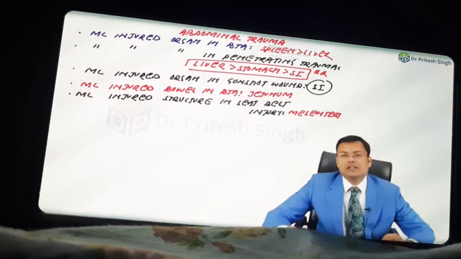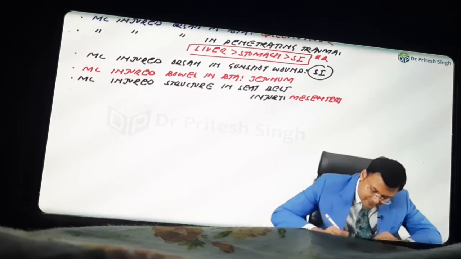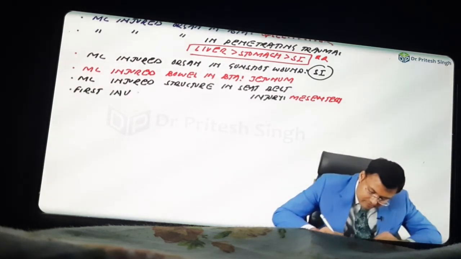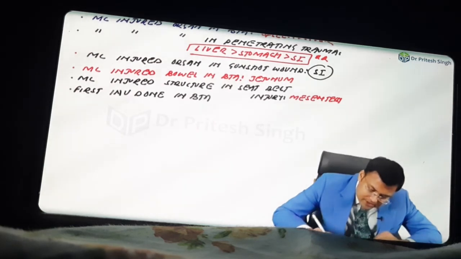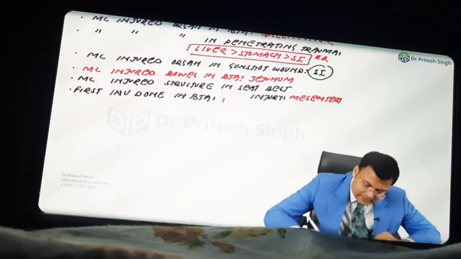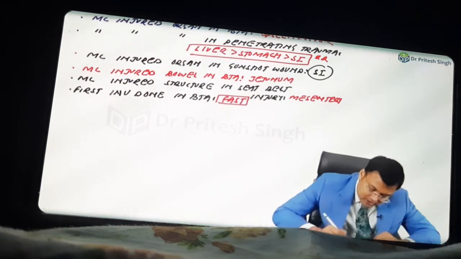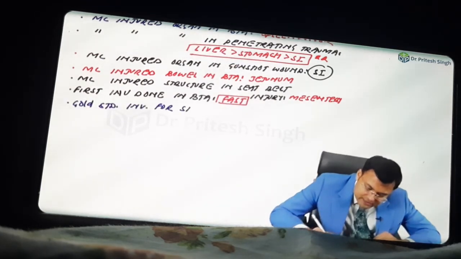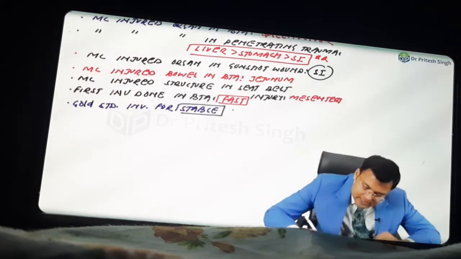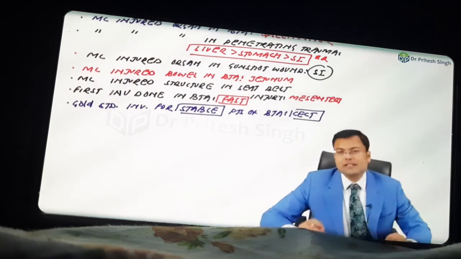What is the first investigation done in patients of blunt trauma abdomen? The first investigation done in blunt trauma abdomen patients, both stable as well as unstable, is FAST. Next question: the gold standard investigation for, be careful, stable patients of blunt trauma abdomen, and that is CECT. FAST is very, very important, a very hot topic. Have a look. FAST. What is the full form? It is focused assessment with sonography for trauma.